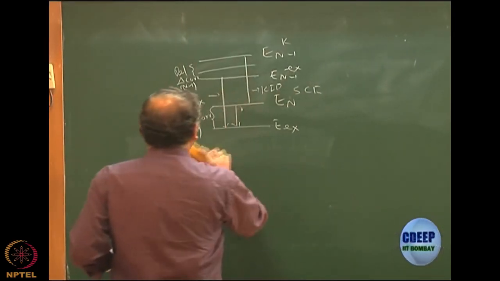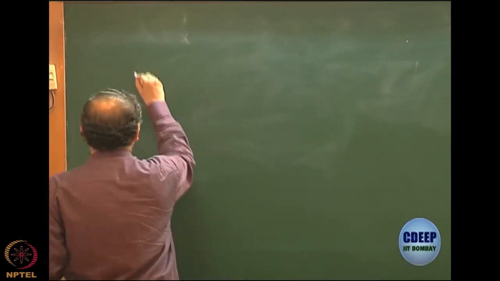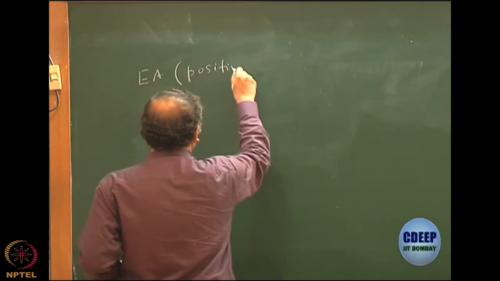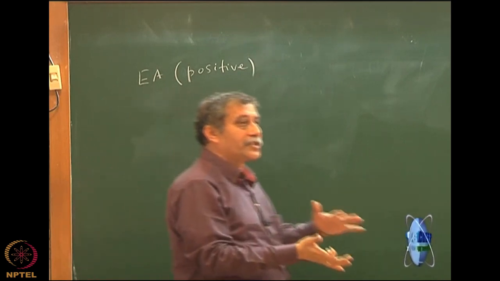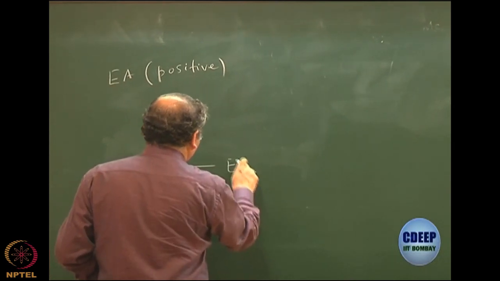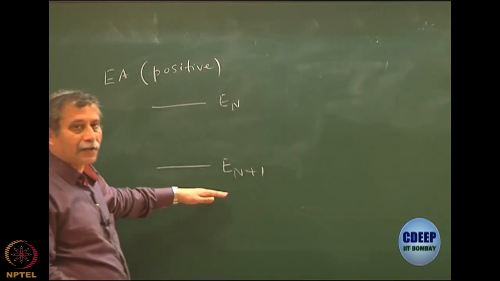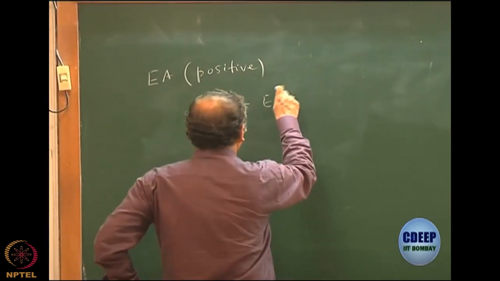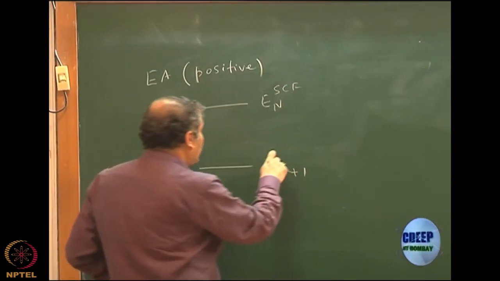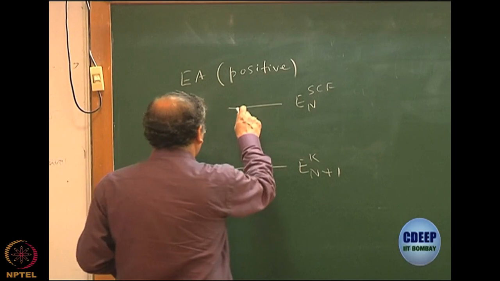But assume the reverse case of an electron affinity. So, let us say I took an electron affinity where I have a positive electron affinity. So, what is positive electron affinity? That means the negative ion is more stable, lower energy. In such a case, E n plus 1 will be lower than E n, correct, because it is a positive electron affinity. So, let us say this is E n SCF. So, let us do the same thing again, but now note that the E n plus 1 is actually lower and this is E n plus 1 Koopmans. So, without doing Hartree-Fock, right. So, this is your Koopmans electron affinity.